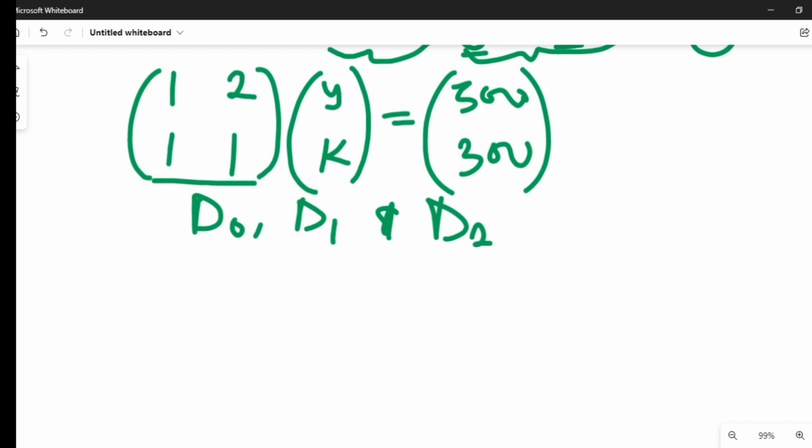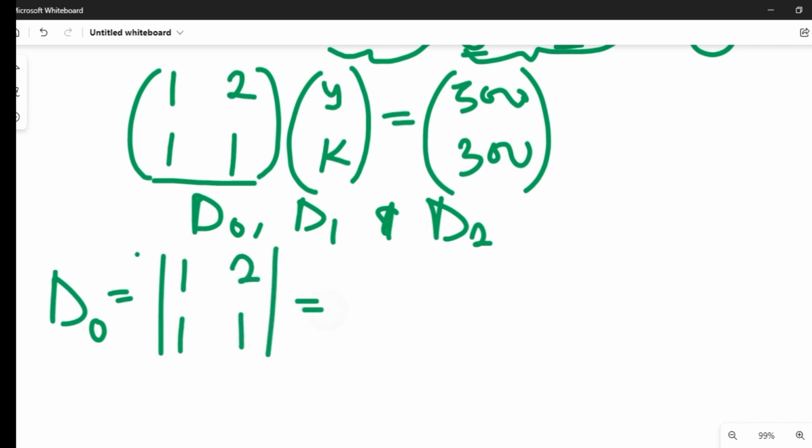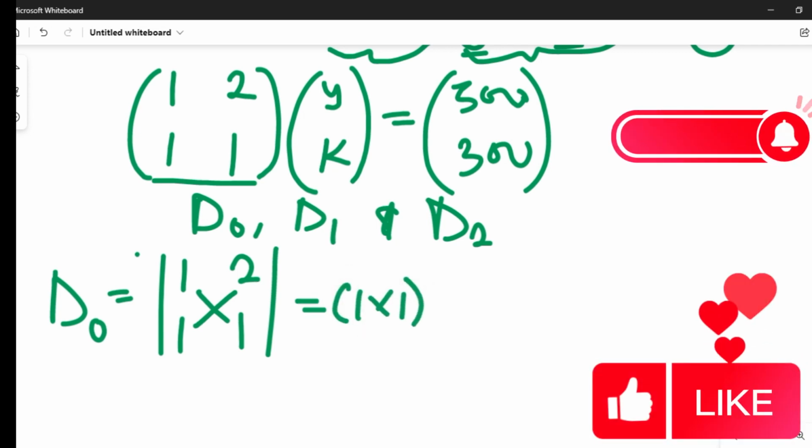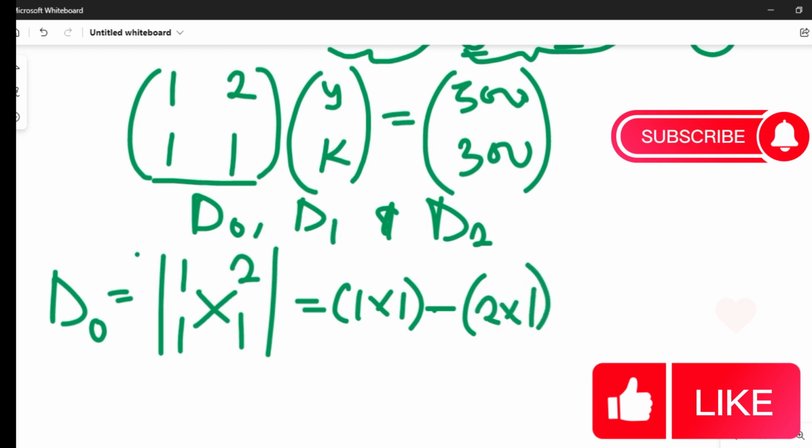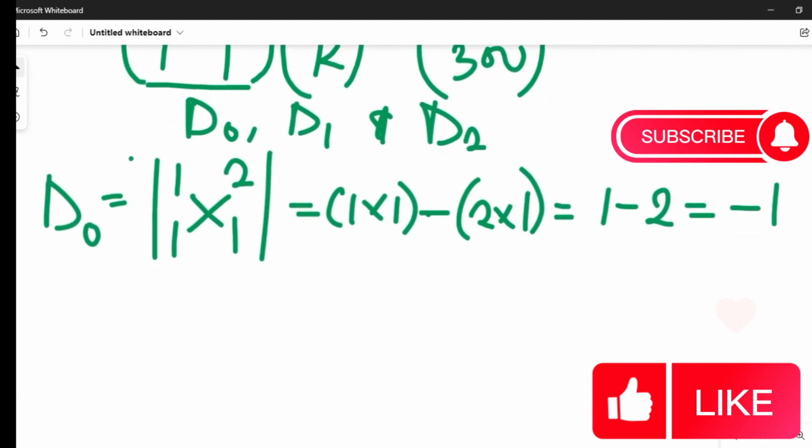For our D0, we're going to have D0 equal to the determinant of that matrix, which is 1, 2, 1, 1. And the determinant of that matrix will be equal to 1 times 1 minus 1 times 2. So that will give us 1 times 1 minus 2 times 1. And this will give us 1 minus 2, which is equal to minus 1. Now, how do we get our D1 value?